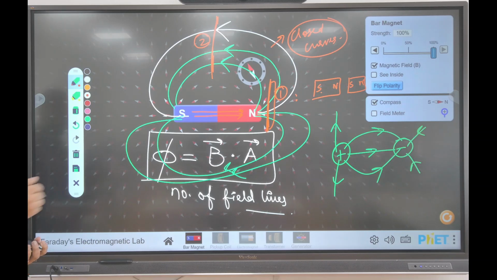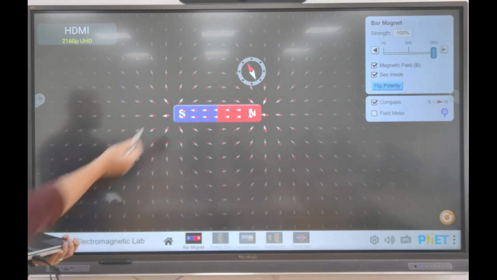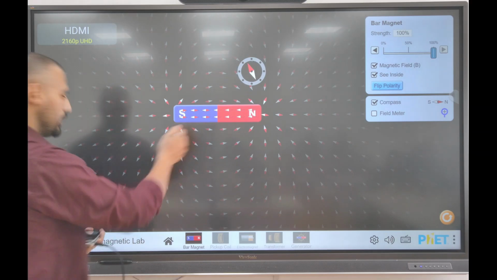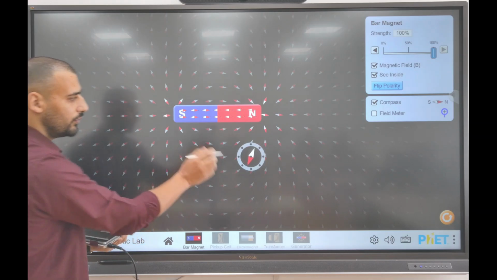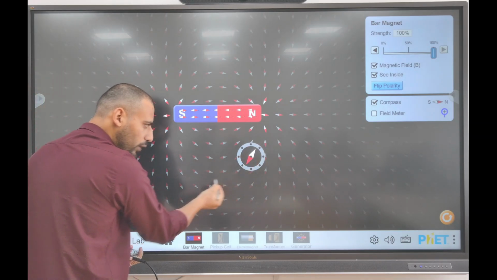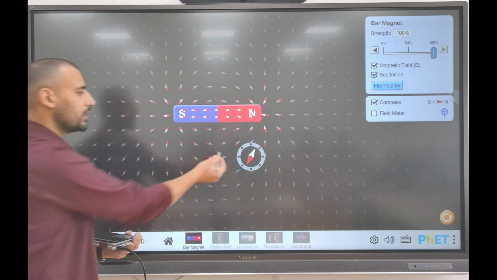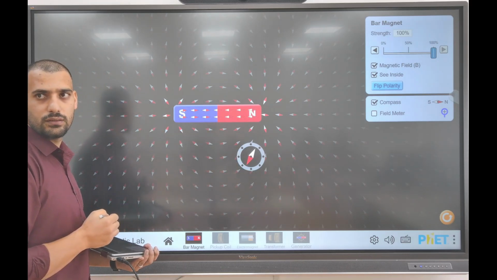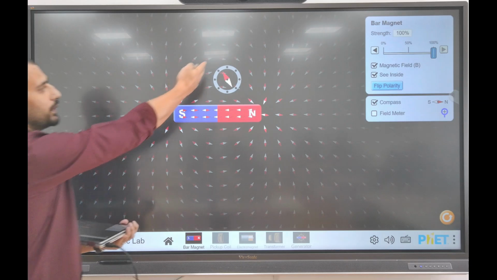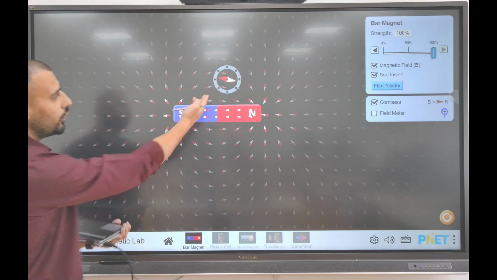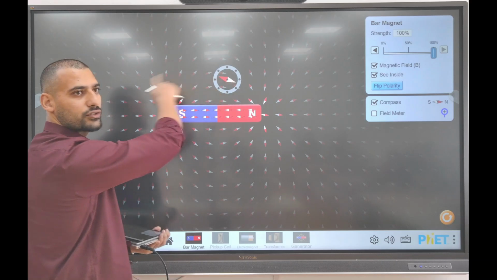Okay, now see the direction of the field lines. If I try to rotate the compass, wherever I take it, it will always point in the direction of the magnetic field lines. This is the compass. The compass will always show you the direction, no matter where you place it. Say for example, I place it at the top. It is always aligning itself along the direction of the magnetic field line.